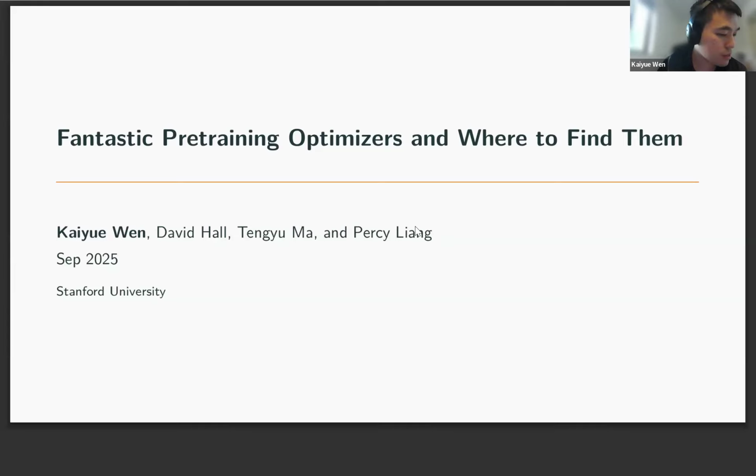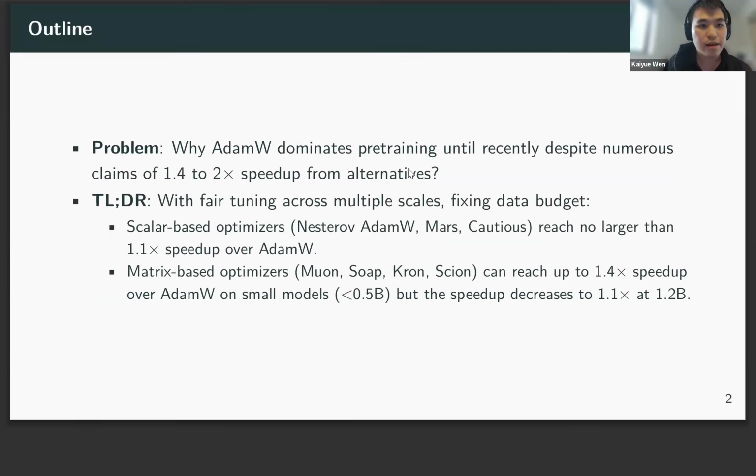So today's topic is about pre-training optimizers. There is a question that has been very close to my heart for quite a while now, which is why AdamW has dominated all the large scale training for so long, although there are many claims of high speedup from alternative optimizers, for example 2x speedup over AdamW. It would be a waste of algorithm design if the speedup is real and people are not using them.